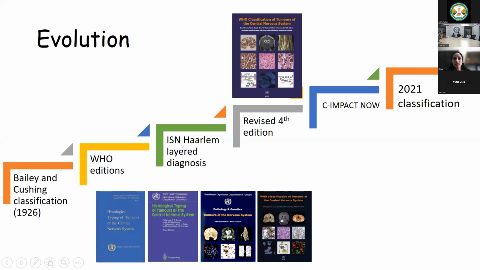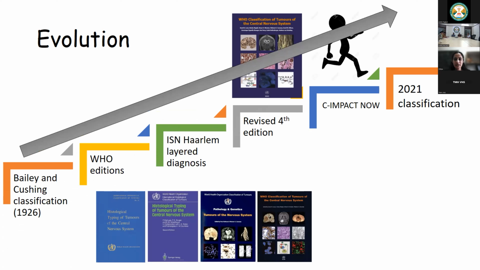What brought about a major change in the WHO classification is the ISN Haarlem consensus meeting, where a group of neuropathologists, neuroradiologists, and treating physicians suggested that molecular information should be incorporated into the tumor classification, like how it is being done for hematolymphoid and other systems. That led to the release of the revised 4th edition in 2016. Following that, there are a lot of updates that are happening, and now we have reached the 2021 classification of CNS tumors.